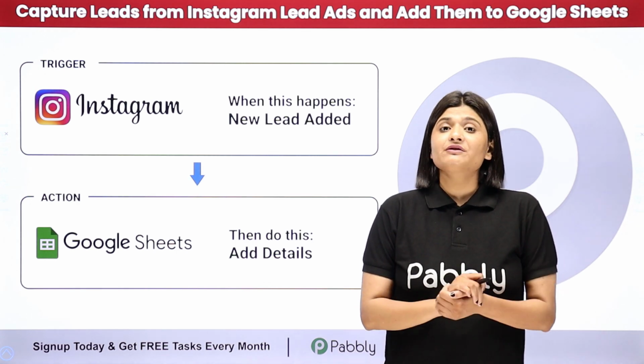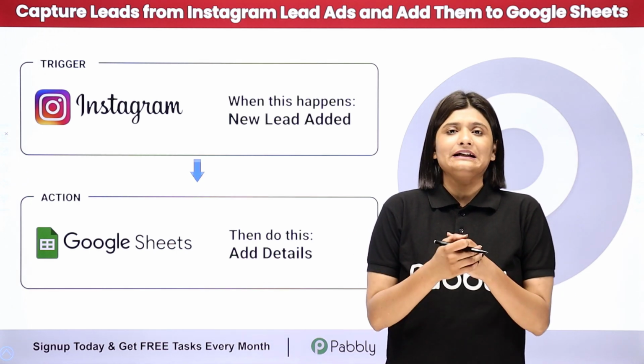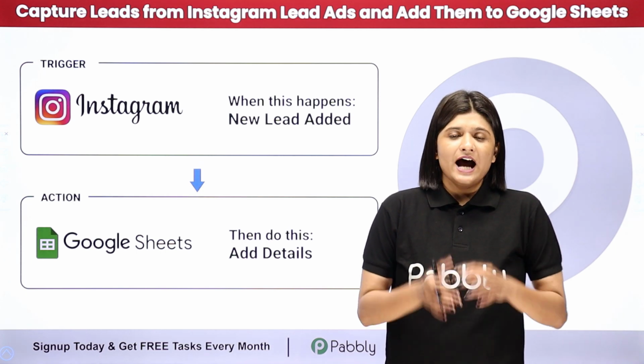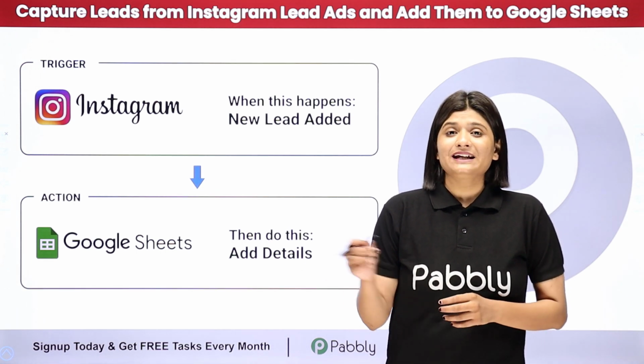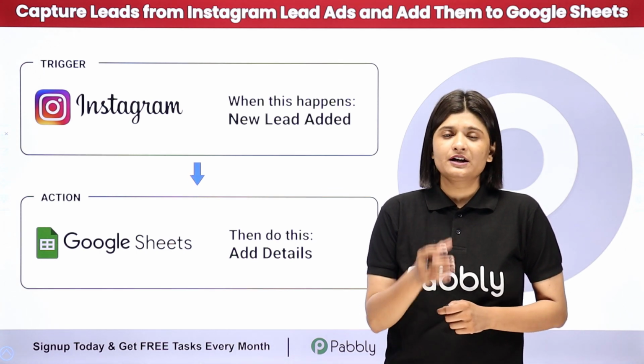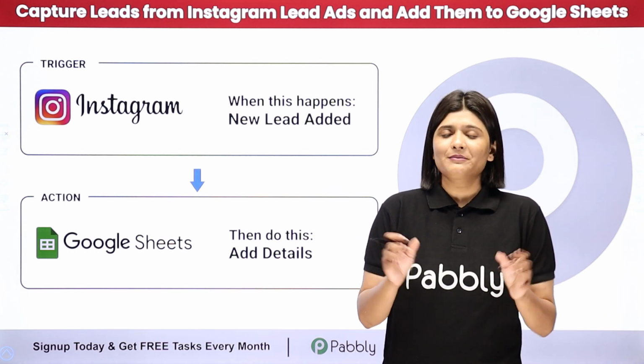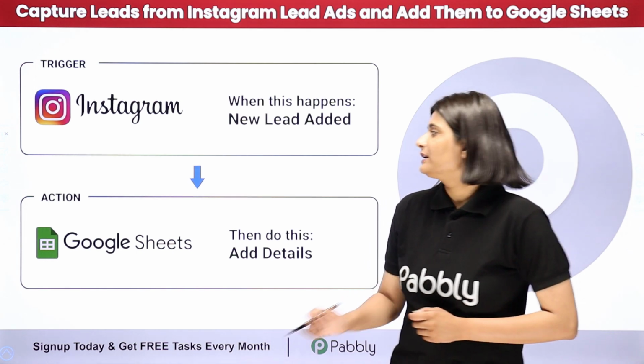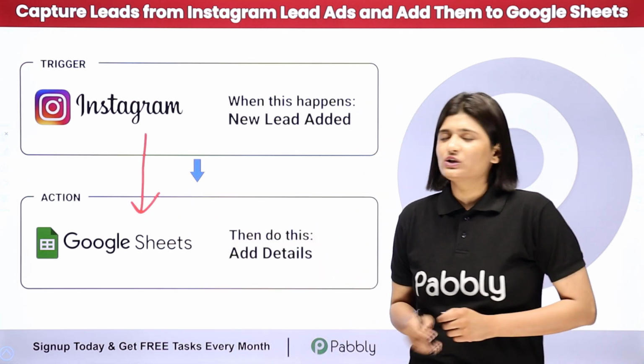Now doing this manually will consume a lot of my time, so I've completely automated this process, and to do this automation, I'm going to use Pabbly Connect. Pabbly Connect is an amazing automation and integration software which requires no coding or programming skills. Here I just need to build a connection between Instagram lead ads and Google Sheets.